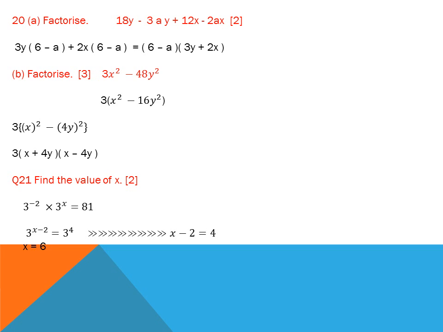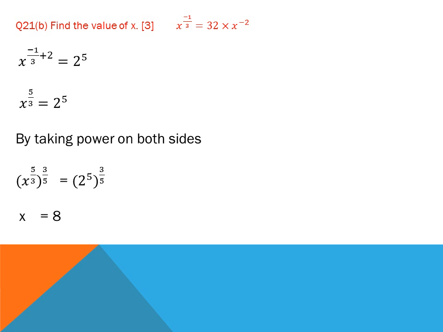So 3 power x minus 2 is equal to, I factorize the 81 by using the prime factor method. So 3 power 4 is equal to 81. 3 power x minus 2 is equal to 3 power 4. Then we cancel out the bases 3 with 3 and x minus 2 is equal to 4. And hence I find that x is equal to 6.